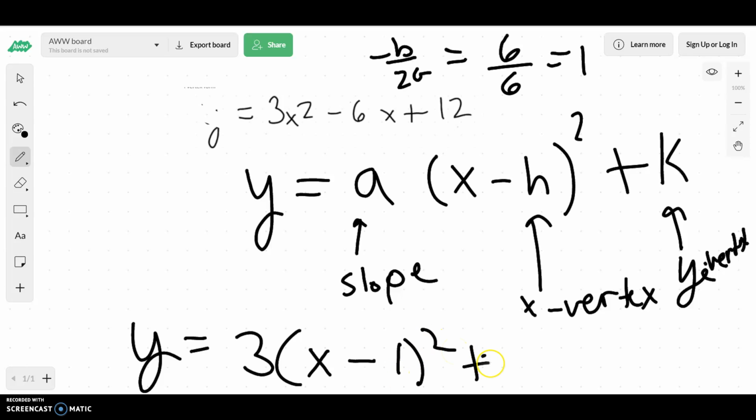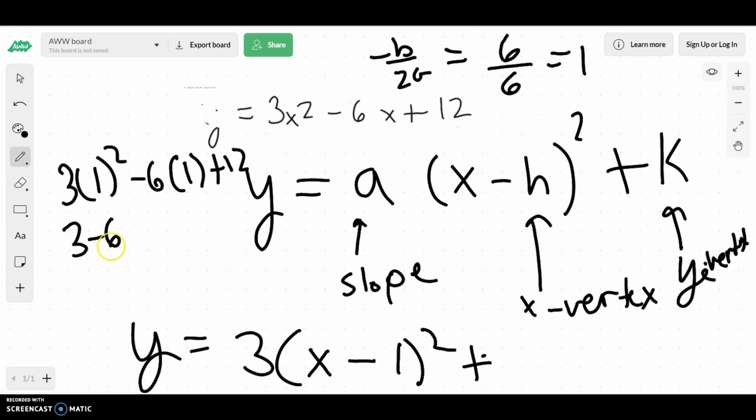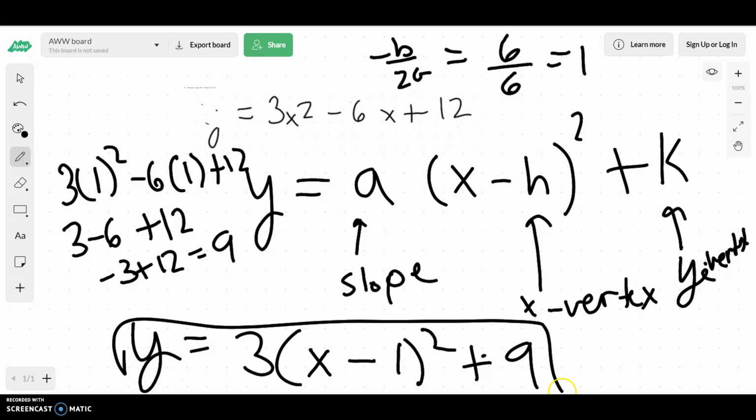And then we'd say plus the y vertex. Now the y vertex you'd find by taking your x and plugging it in for x. So that would be 3 times 1 squared minus 6 times 1 plus 12. Well, that would be 3 minus 6 plus 12, or negative 3 plus 12, which is 9. So again, it's just that formula from before: slope, x vertex, y vertex. That would be my final answer.